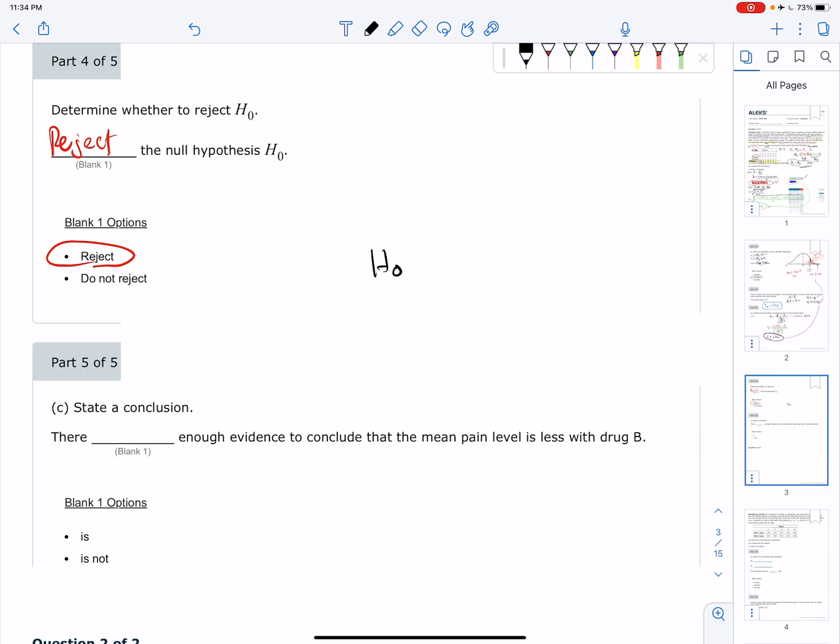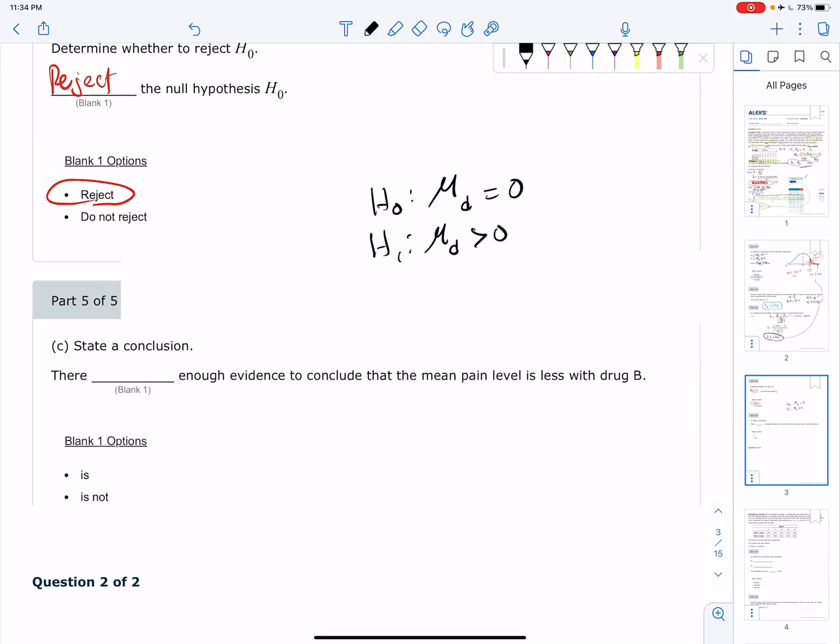So we said from the beginning that our null hypothesis said that the population mean difference we're assuming is 0, and that the alternate hypothesis said that the population mean difference is greater than 0. Now we define this at the very beginning by saying what is m sub d? Going back to the language of the first problem, that is defined as drug A minus drug B.